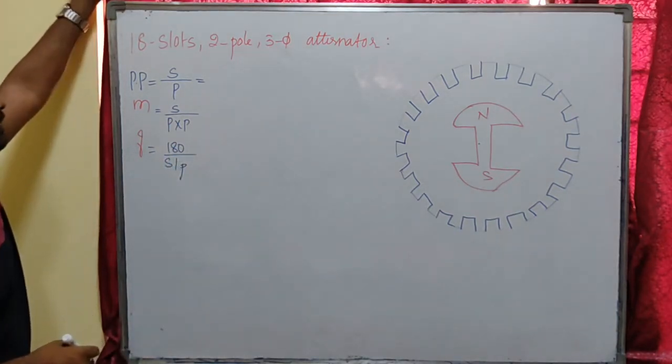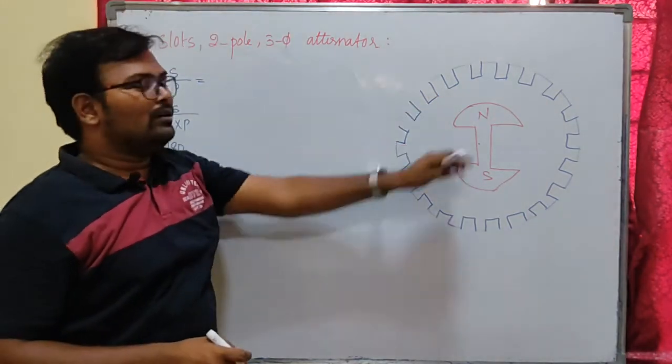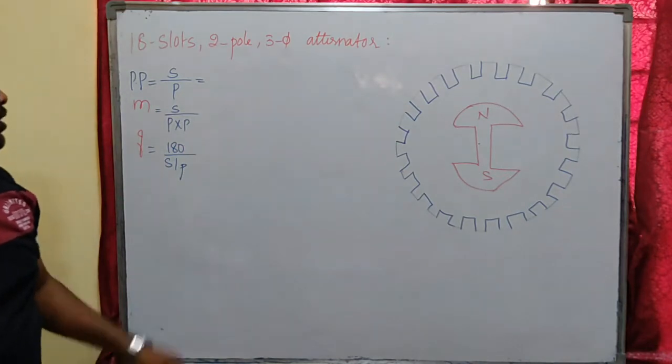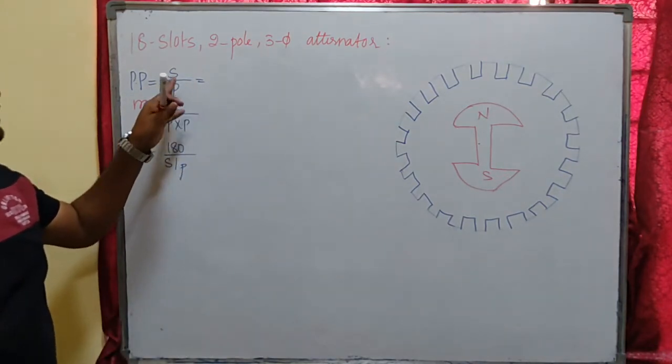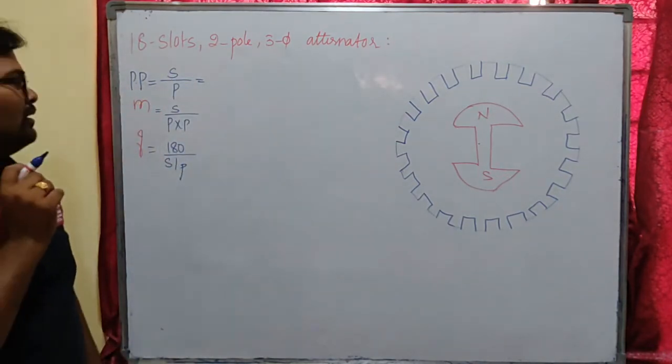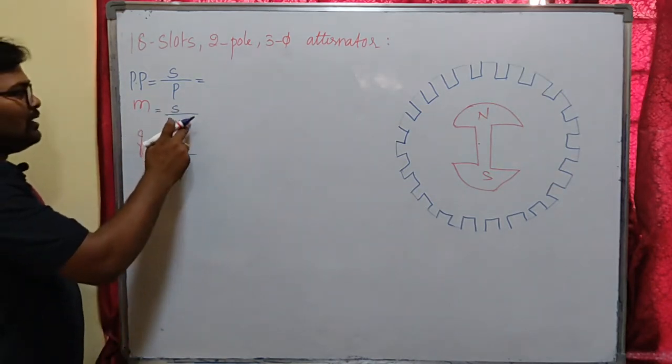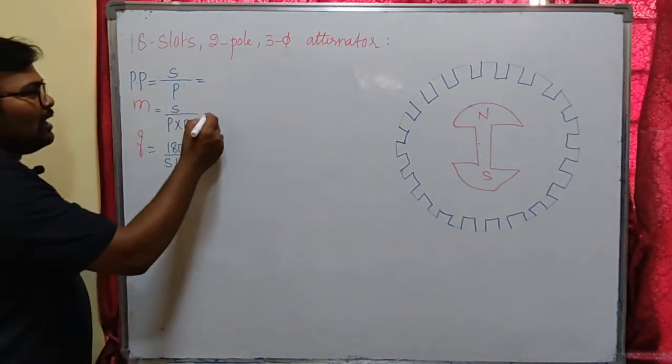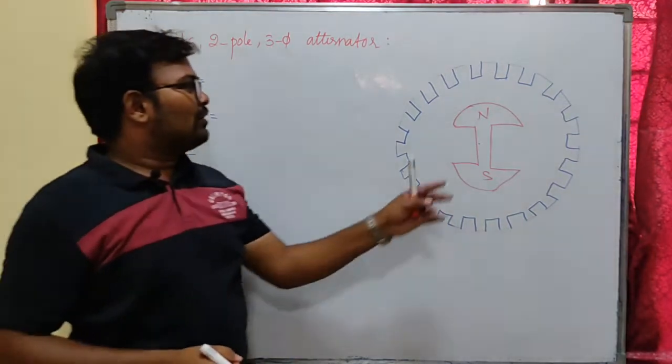So what is pole pitch here? Pole pitch is nothing but how many slots come under one pole. And what is the value of M here? M is nothing but the number of slots per pole per phase. That means how many slots are there under one pole for each phase.